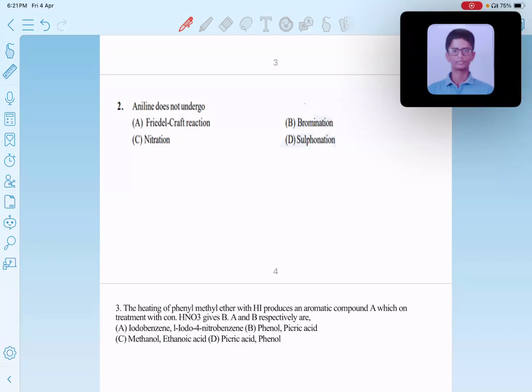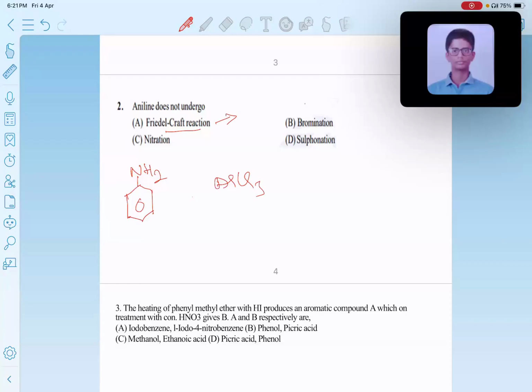The question is, what type of reaction does aniline not undergo? Let us discuss the Friedel-Crafts reaction first. The Friedel-Crafts reaction reagent is aluminum chloride. What do we mean by Friedel-Crafts reaction? It is nothing but the replacement of hydrogen by an alkyl group on the aromatic ring.